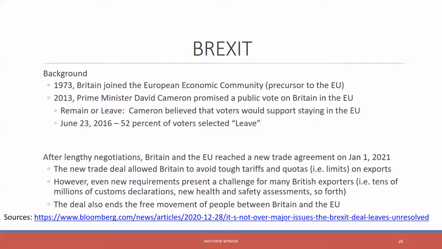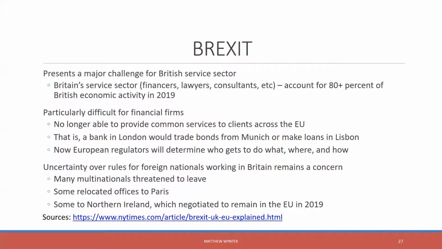So you have tens of millions of customs declarations. You have new health and safety assessments. Now, a good from Britain, it's treated essentially no different as something from Chile, Thailand, Australia. So you basically face all of these increased hurdles that you didn't have in place before if you were an exporter. The deal also ends the free movement of people between Britain and the EU. So that presents a major challenge for the British service sector.